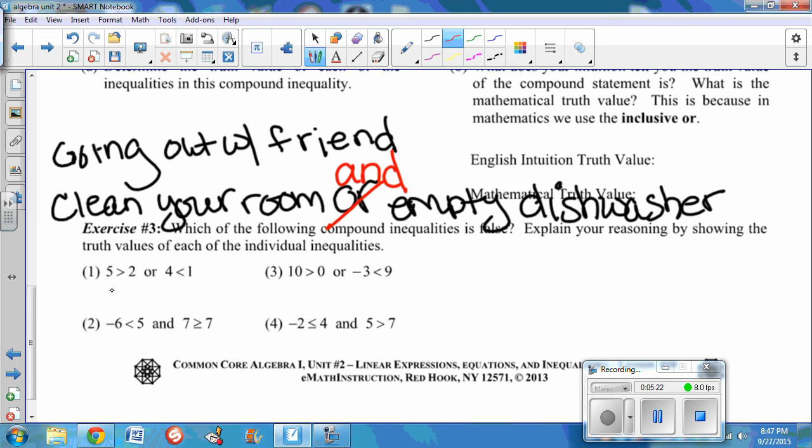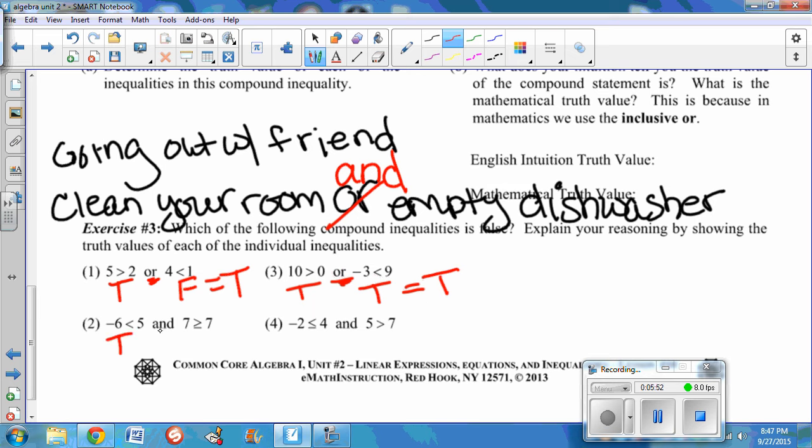So if I take and apply some math to that, so I've got a true or 4 is less than 1. That's false. It's or, so that's going to make that whole statement true. 10 is greater than 0 is true. Is negative 3 less than 9? That is true. My connector is or, so that's true.